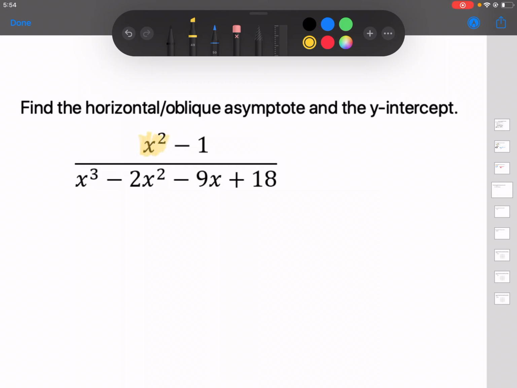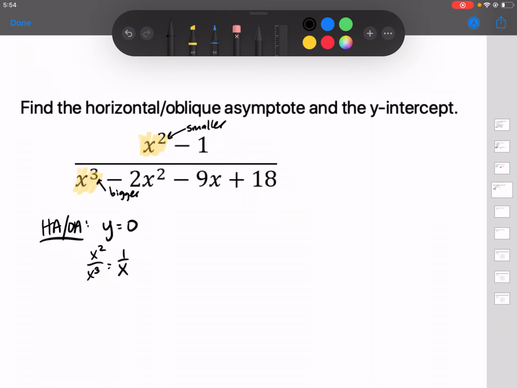Once again, look at the first terms and divide them. Once again, this is smaller on top, and this one's bigger. That means our HA/OA, I'm going to just write it this way, so horizontal or oblique asymptote would be y equals 0. And that's because if we did x squared over x cubed, that's 1 over x. That means we're already at a remainder, so it's just y equals 0. So that's that.